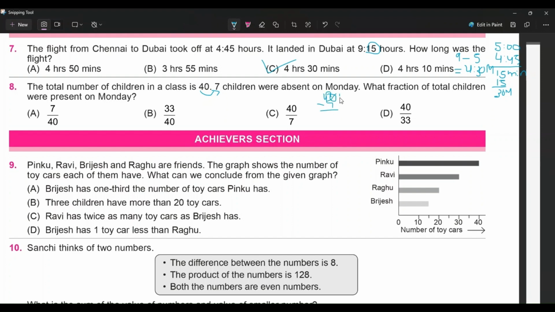10 minus 7 is 3. 1 went borrow, so it becomes 3. 3 minus 0 is 3. So numerator is 33. And the total number of children in a class is 40. Denominator becomes 40. So fraction is 33 by 40. So option A, 7 by 40, wrong. Option B, 33 by 40, is the right answer, children.